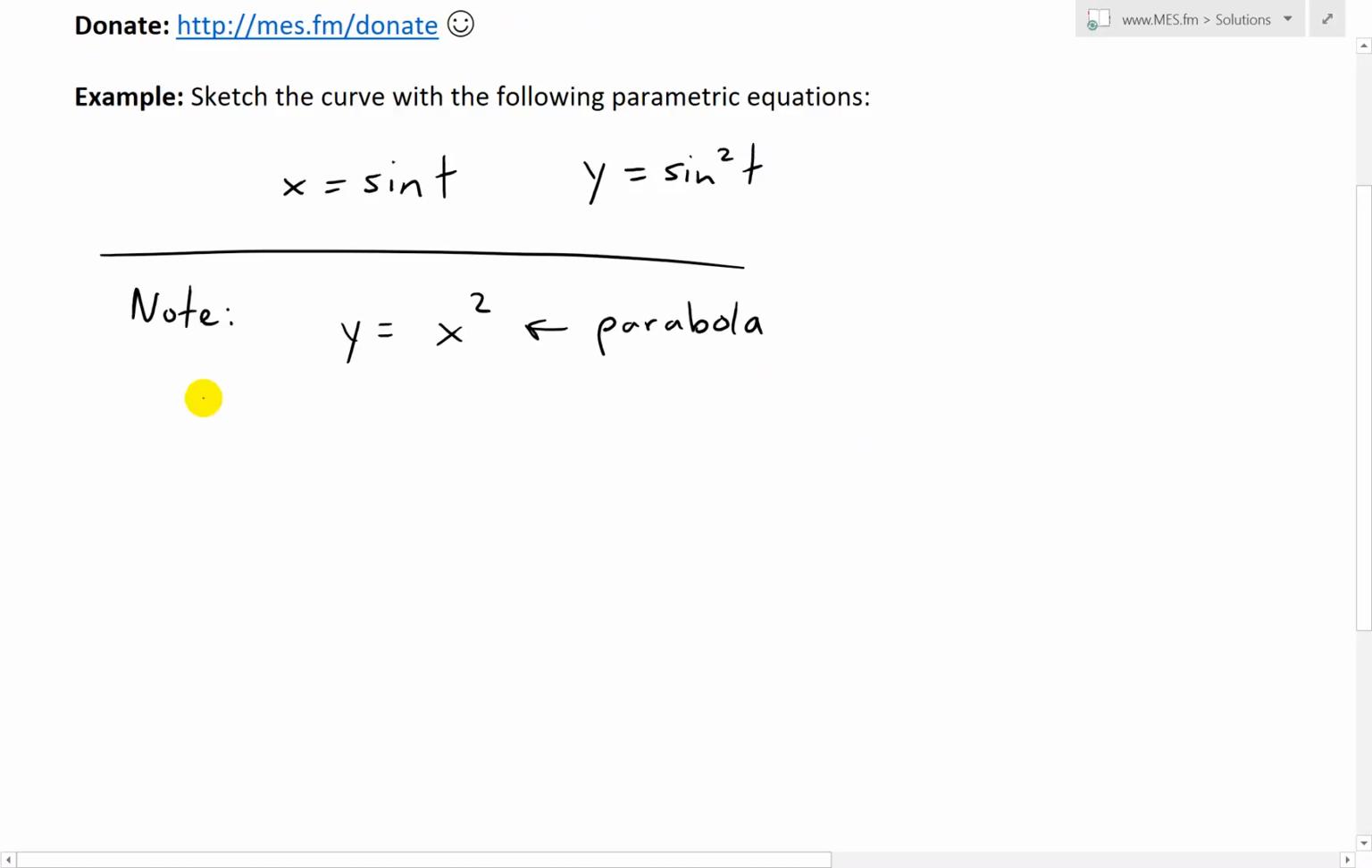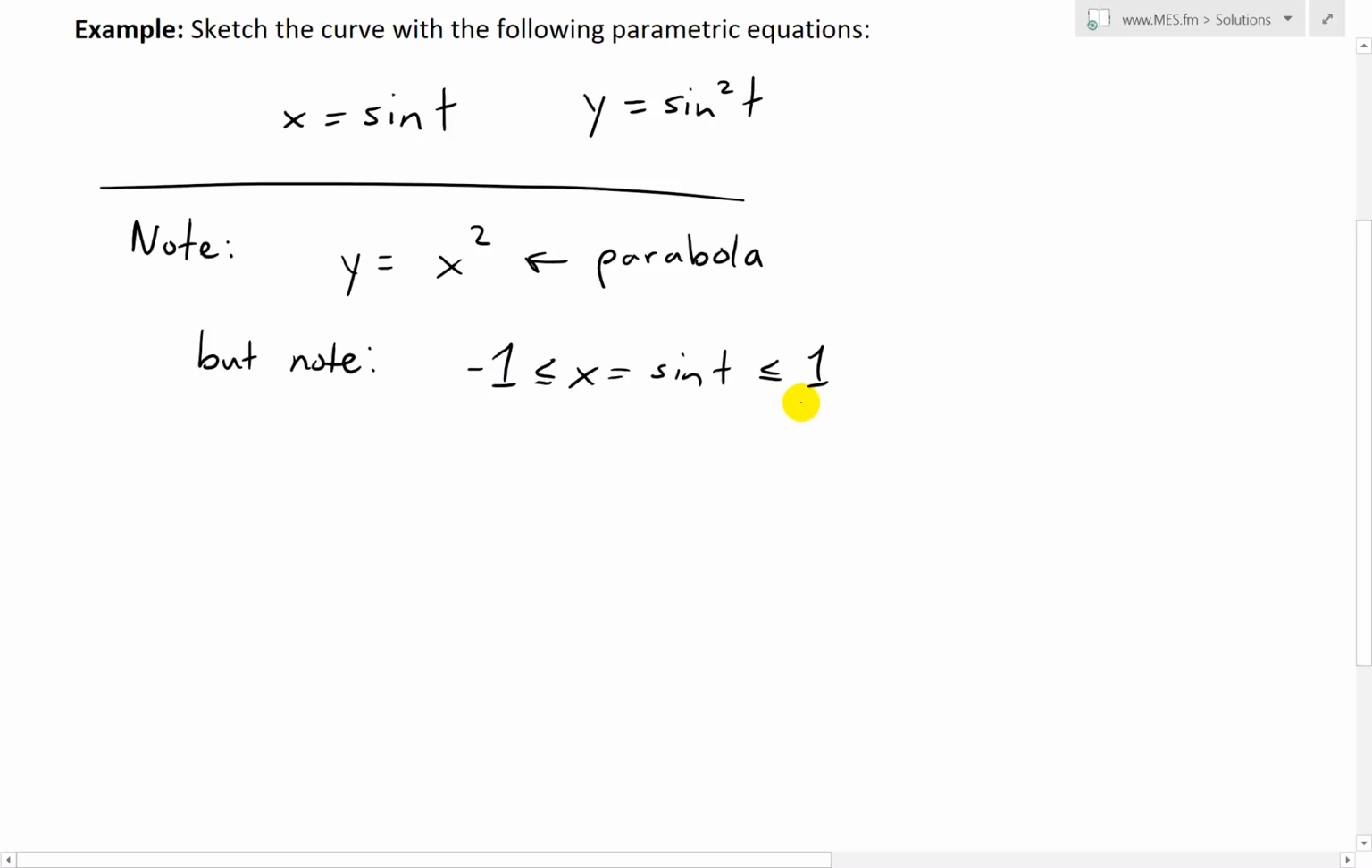Note that x equals sine of t, where sine is just a trigonometric function that is periodic, going from its highest value of 1 to its lowest value of -1. So x is less than or equal to 1, but greater than or equal to -1. So x is between -1 and 1.